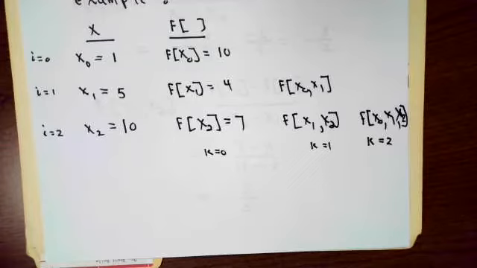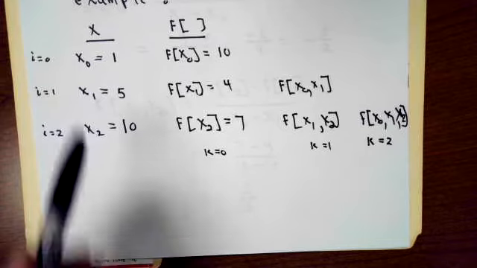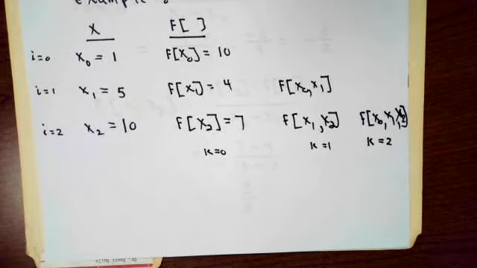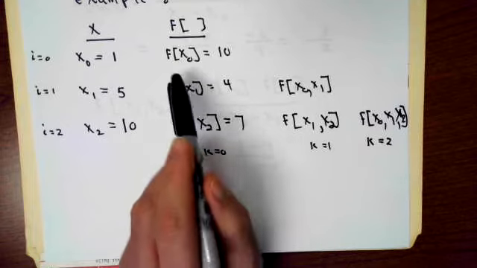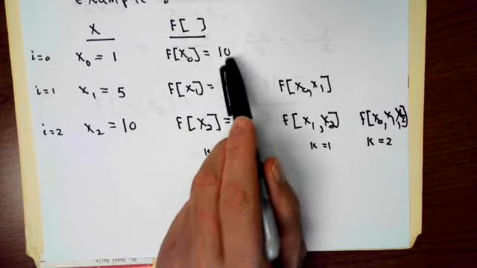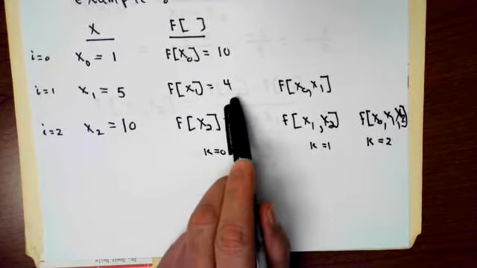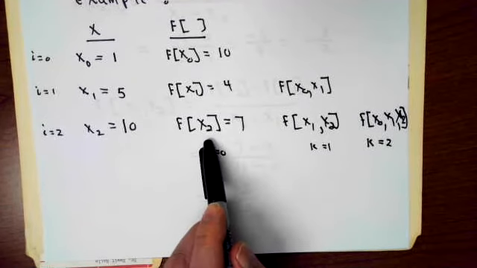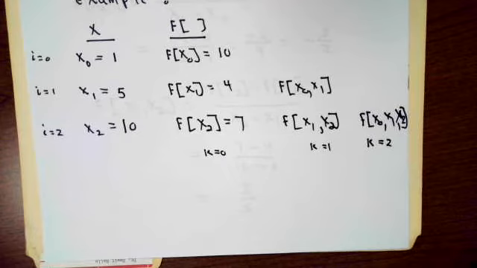We need an example. So I'm going to let n equal 2, meaning since I have n plus 1 data points, I'll have 3 data points. I have x values, x0, x1, and x2. These coefficients that are based on interpolating at a single point are just function values. So f at x0 is 10, f at x1 is 4, and f at x2 will be 7.